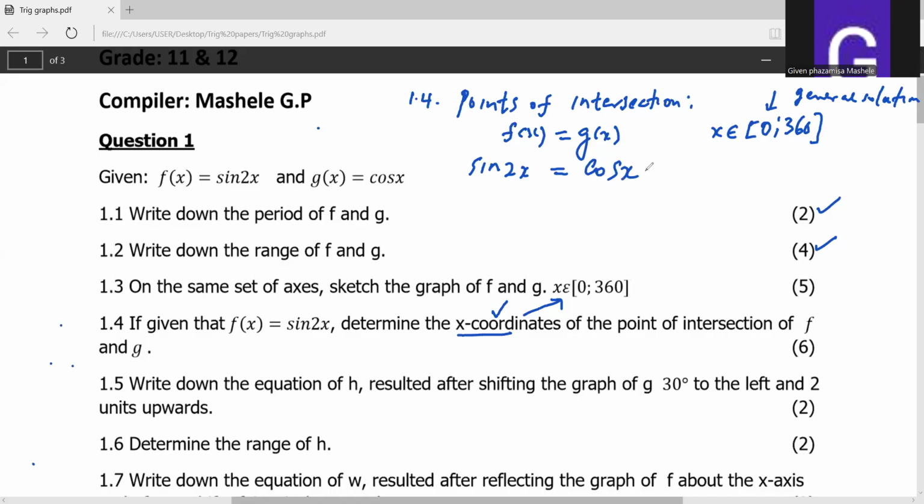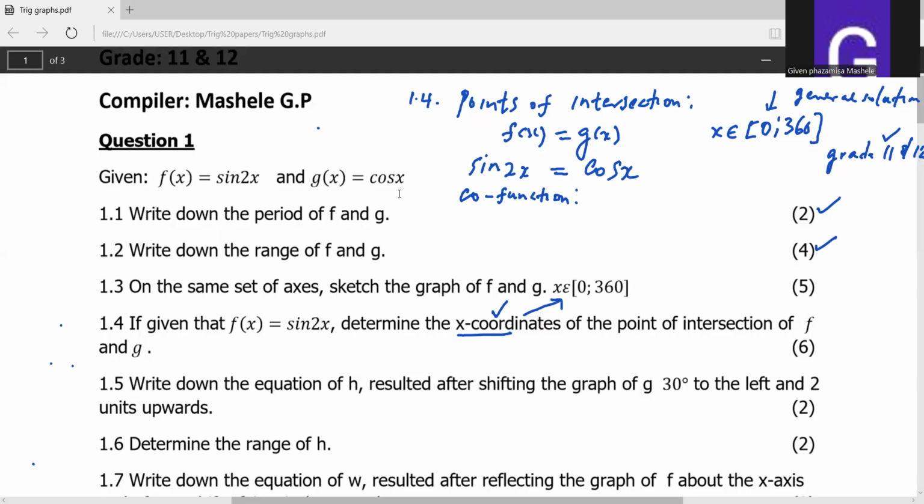Right, ladies and gentlemen, I want you to listen to me very well, because this video is for both grade 11 and 12. Learners who are in grade 11, for them to solve this equation, they have to use something called co-functions. If we use co-functions, then we'll be able to solve this question.